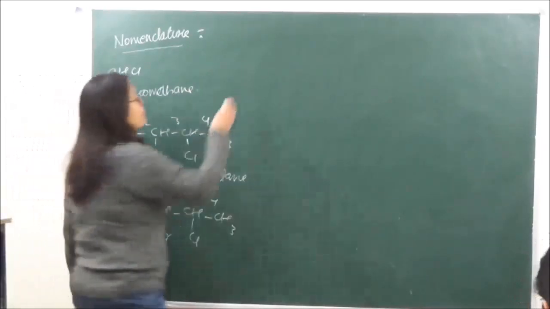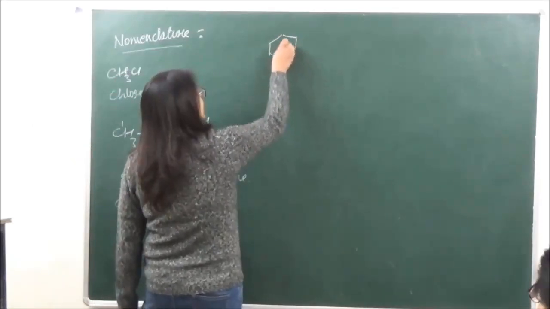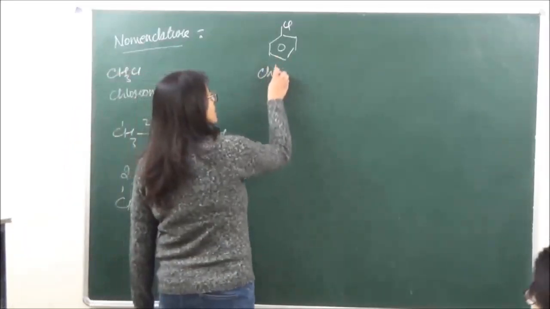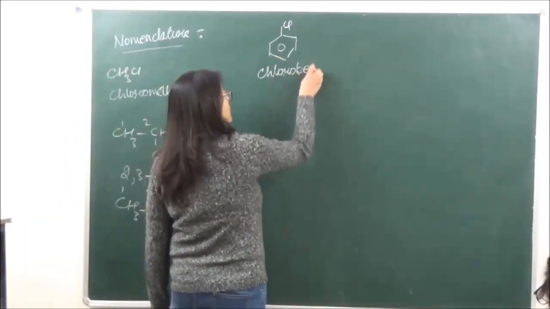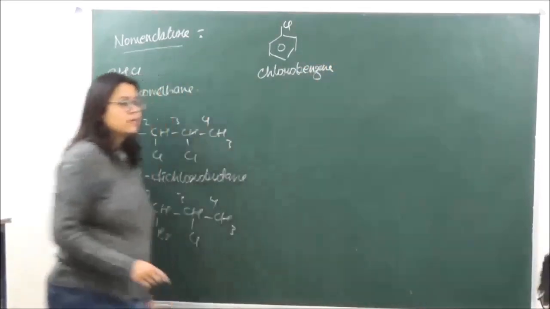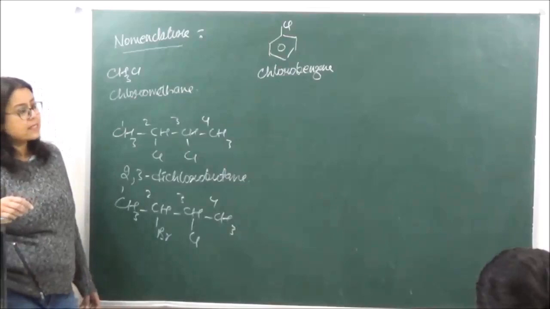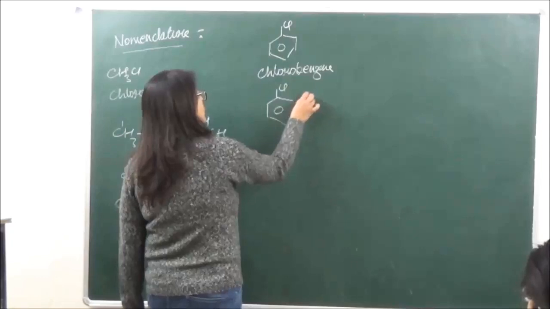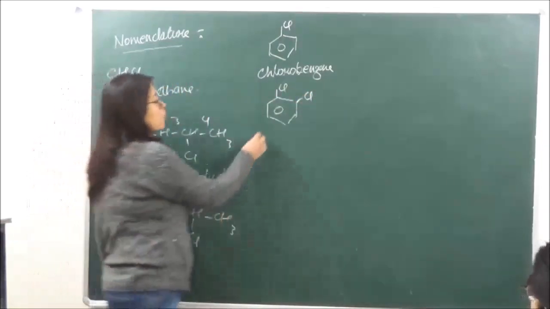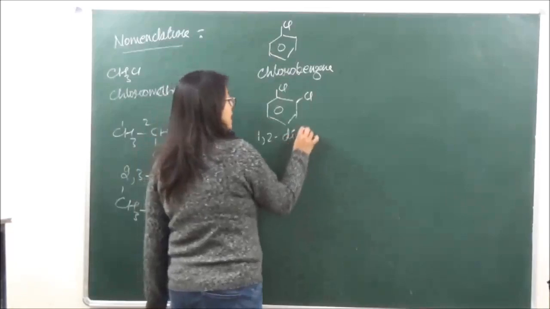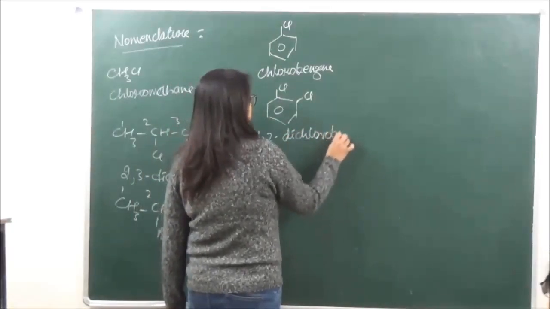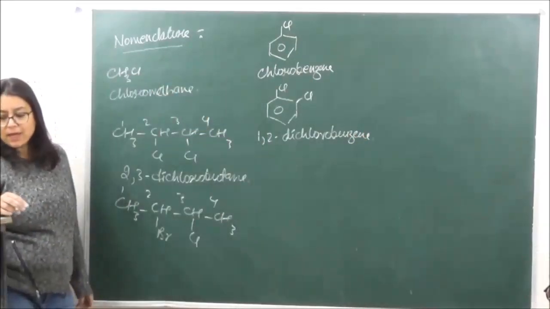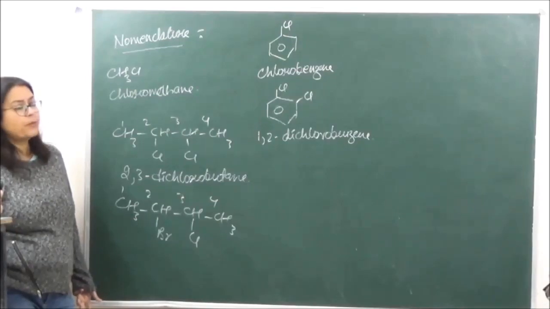Now when you are naming the haloarenes, they are more commonly named with the name of the halogen first and then benzene. So this is going to be known as chlorobenzene. If there are 2 present, you need to mention the numbers over here. It is going to be 1,2-dichlorobenzene, right? Similarly, if there are 3 present, then again you are going to mention the numbers.